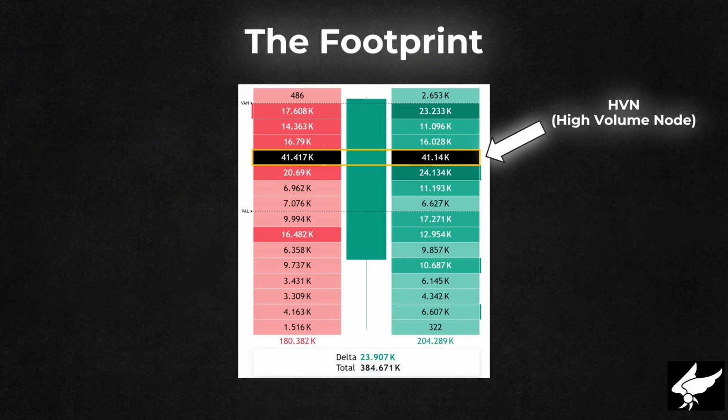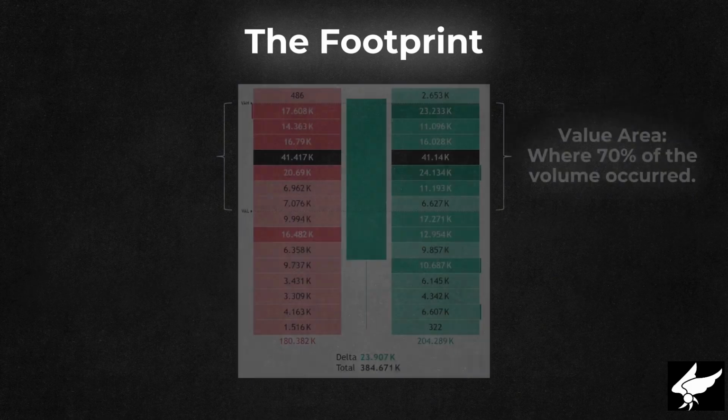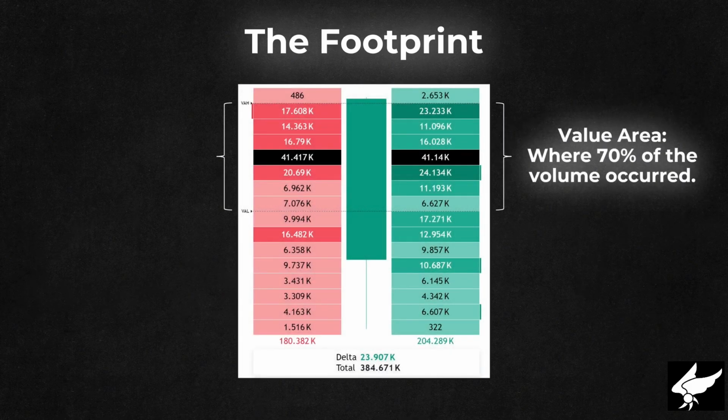Another feature of the footprint is called the value area. As a default, the value area is the range of prices where 70% of the volume occurred. This level of 70% is not arbitrary. If we recall the empirical rule in statistics, we see that 68% of the data occurs within one standard deviation from the mean in a Gaussian distribution. Traders simply round that number up to 70%. This is therefore the range of fair value within the candlestick.